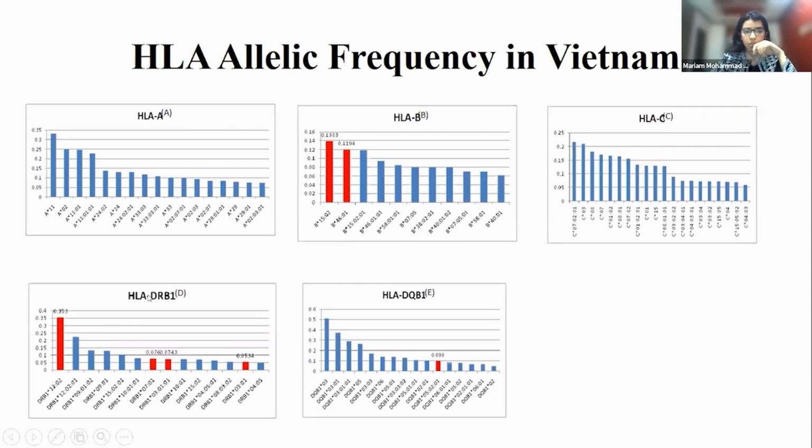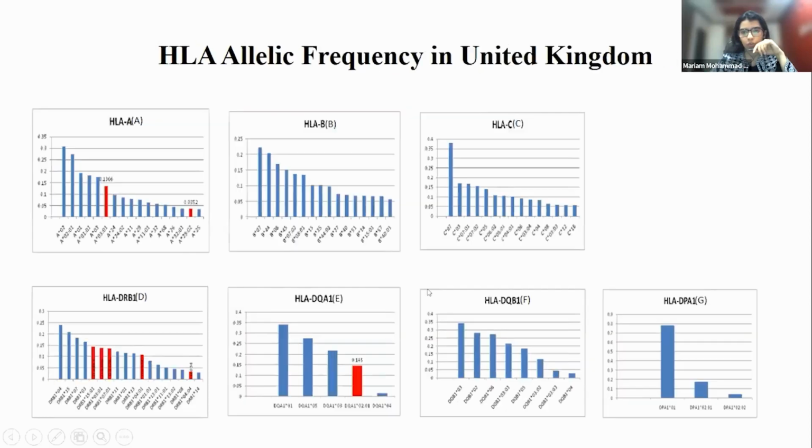If we talk about the MHC class 2 alleles, DRB1 1202 and 0301 were found to be associated with COVID-19. And for DQB1, 50201 was found to be the cause of COVID-19 in the overall general healthy population. So this is the allelic frequency in the UK. The major cases were reported in the UK, but we could not find major alleles associated with the development of COVID-19. That may be because few cases were reported at that time.